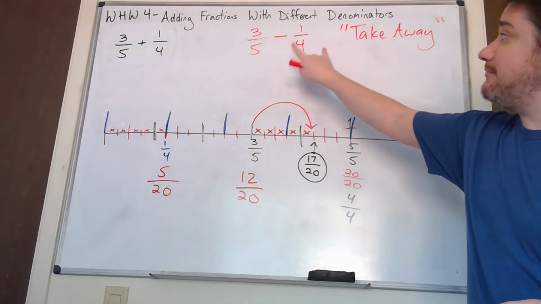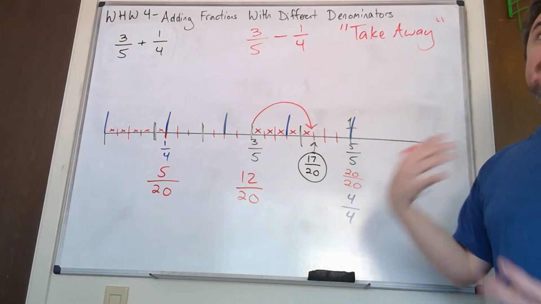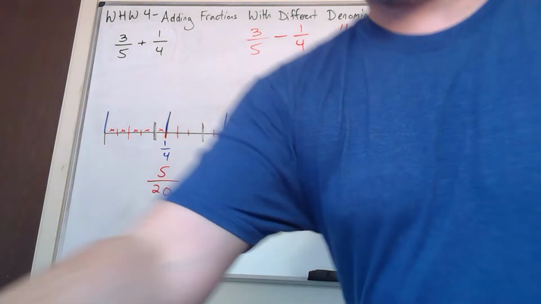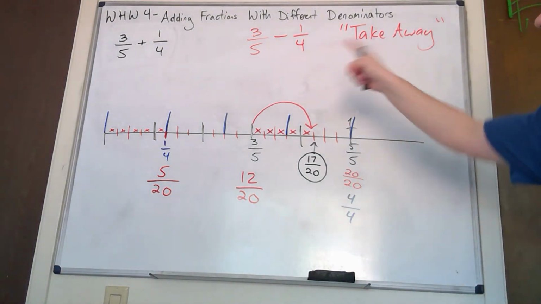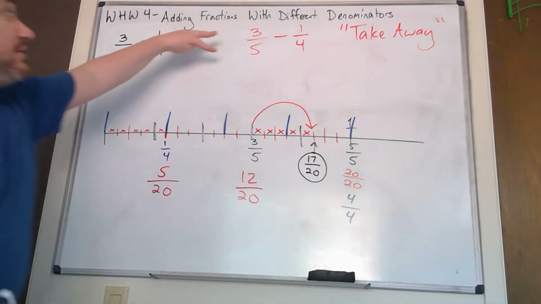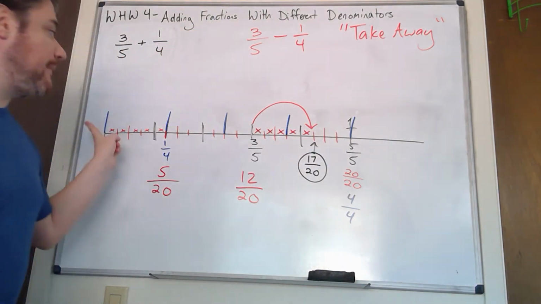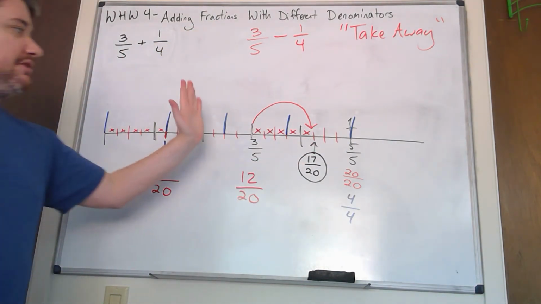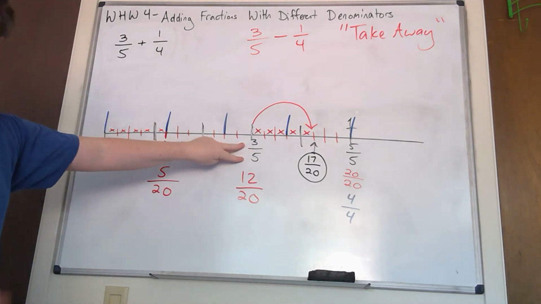As opposed to if you rewrite this as a missing addend, a slightly different technique, which would also work and is kind of fun. Let's think of this as takeaway. If I were starting from scratch, what would I do? I would locate 3/5 the same way we did. I'd set up a whole, split it into 1, 2, 3, 4, 5 equal pieces, and locate 3/5.